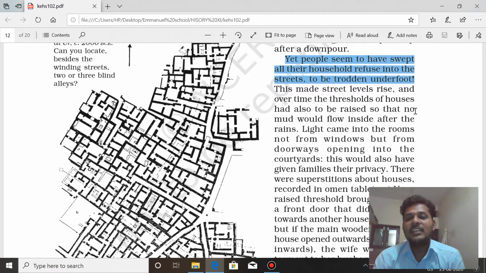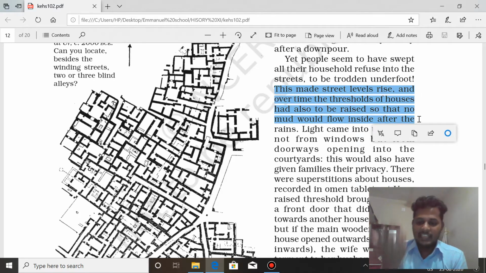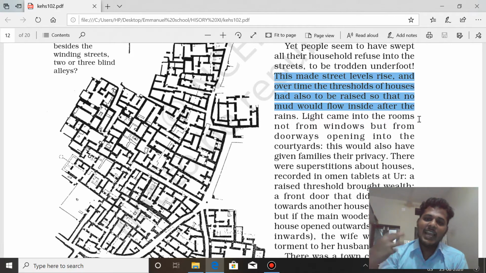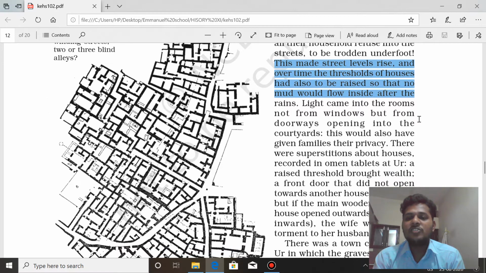This made the street level rise, and over time thresholds of the houses had also to be raised so that no mud came in. So gradually these people raised the platform, they started building the houses on the upper platform so that this kind of waste gets carried underneath, not over the street. In the beginning it was over the street, then later on it got converted because they raised the threshold of the houses, so that the mud would not flow inside after the rains.